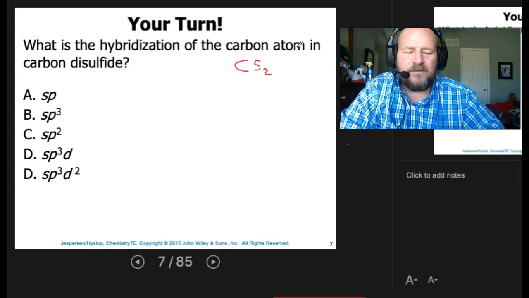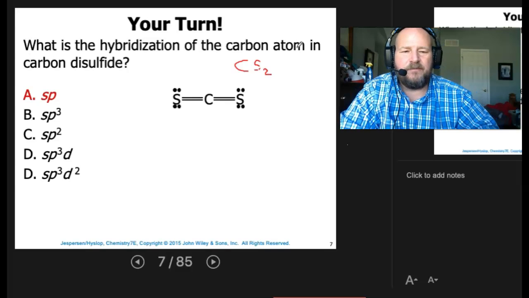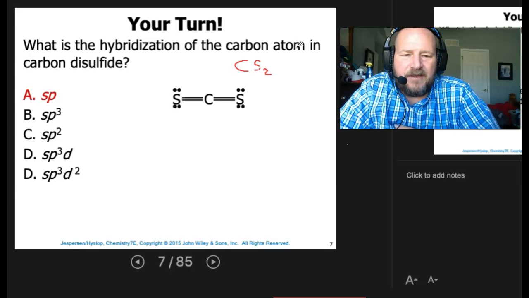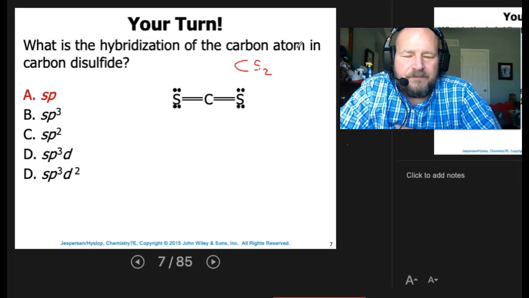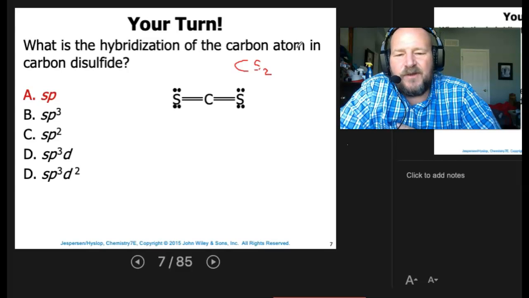So hopefully you've worked through it. You came out with sp. If not, here we go. If I draw out the molecule, I have carbon as the central atom, 2 double bonds, 1 to each sulfur. Sulfur then has the 2 lone pairs.